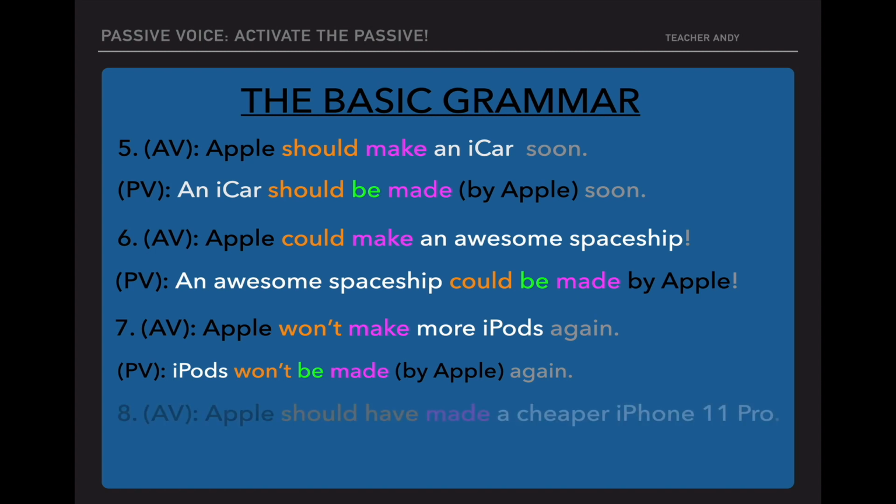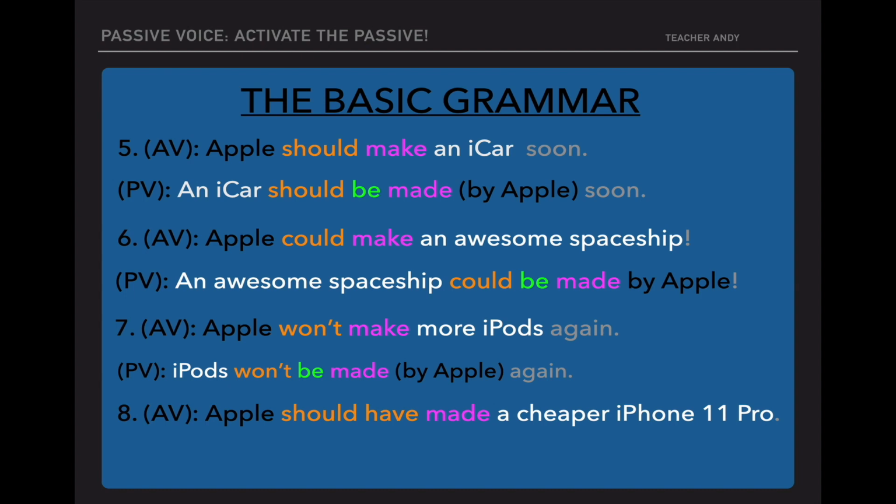And the final one, number 8, really tough for more advanced students. Apple should have made a cheaper iPhone 11 Pro. So again, remember for the intonation, I don't say "Apple should have made", but "Apple should have made", with the accent on the past participle. Apple should have made a cheaper iPhone 11 Pro. I'm going to give you some time. Try to transform it. How do you transform it?